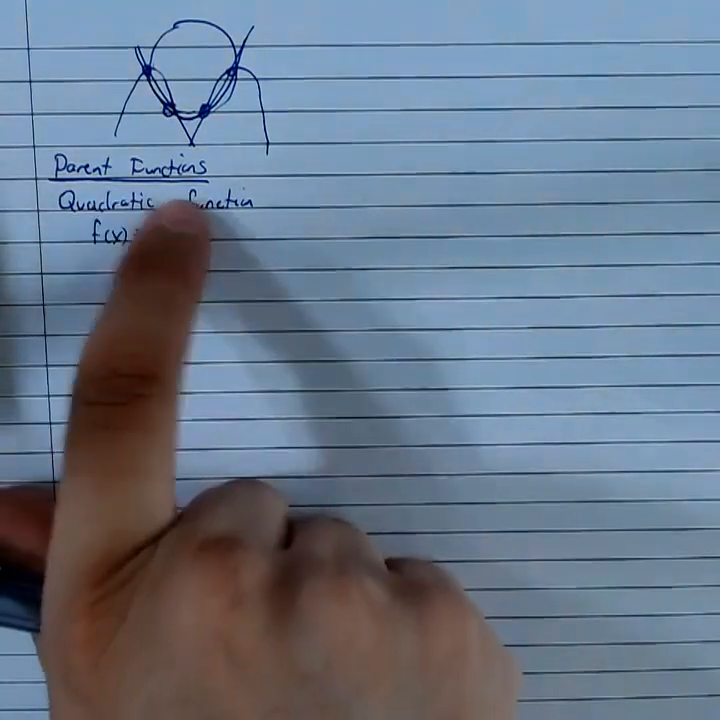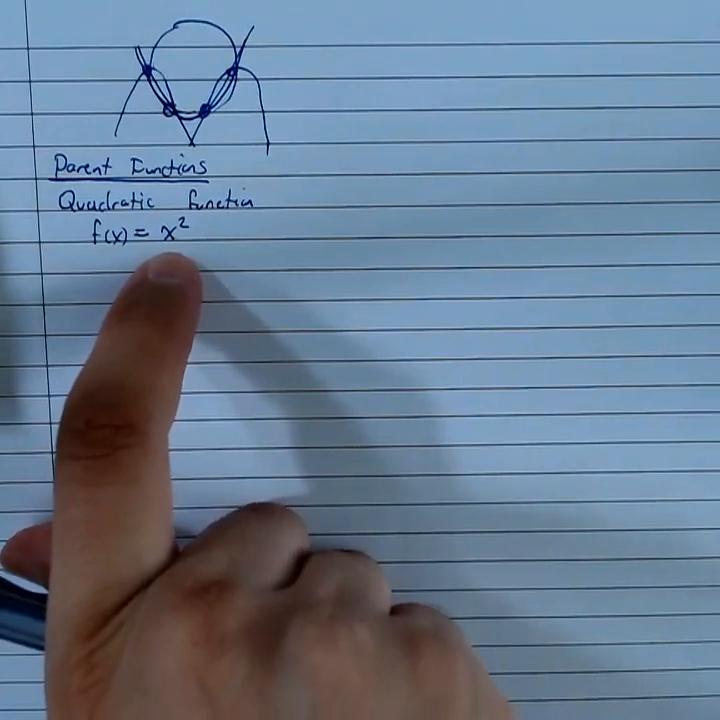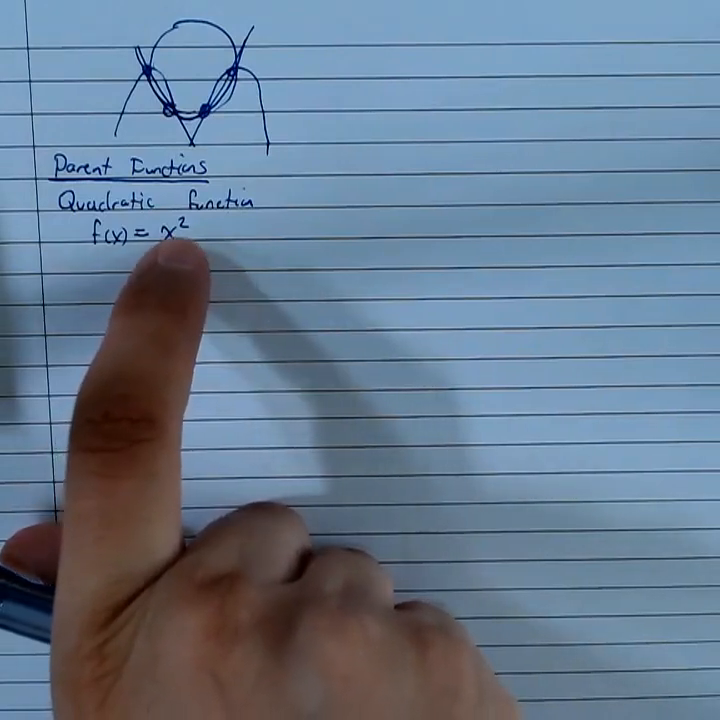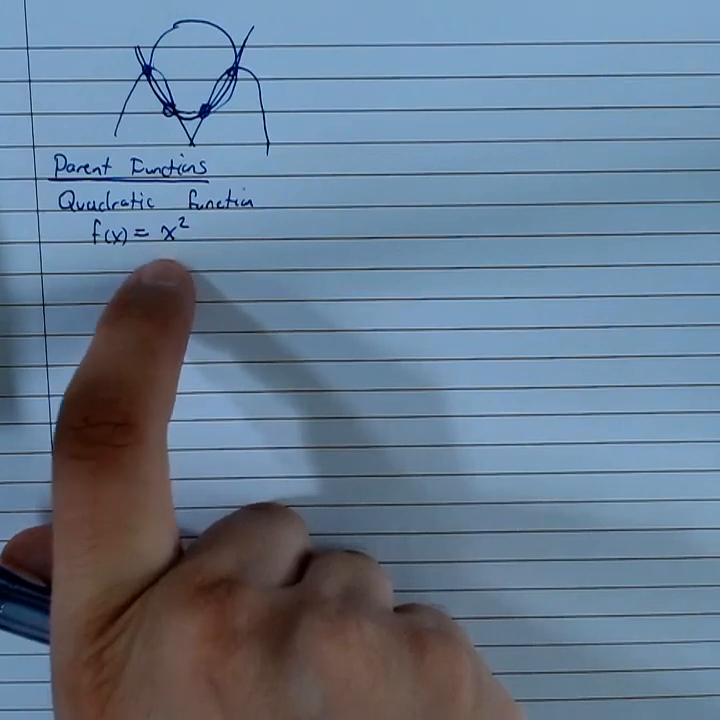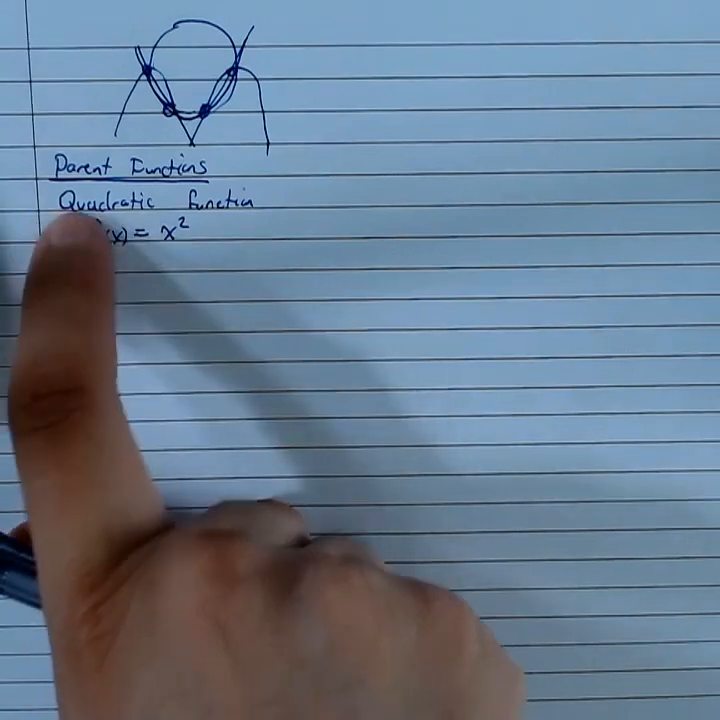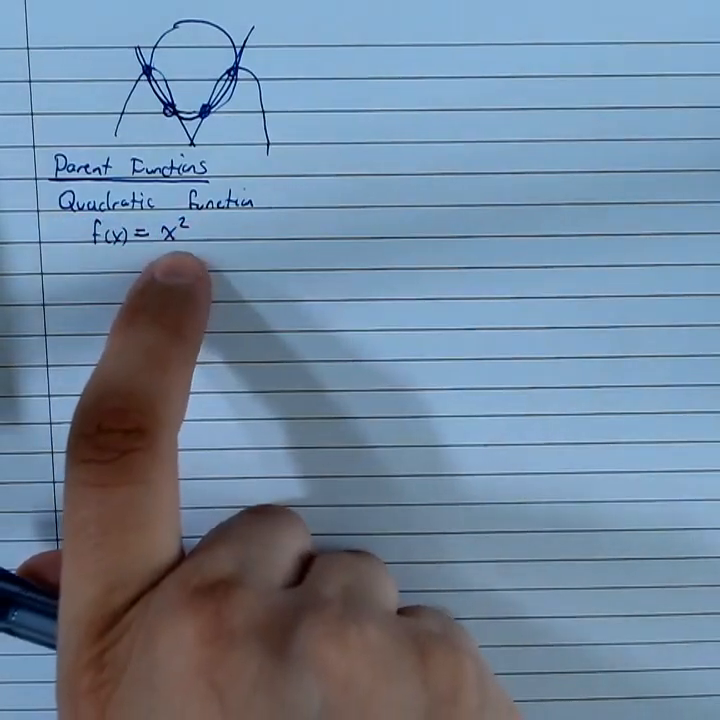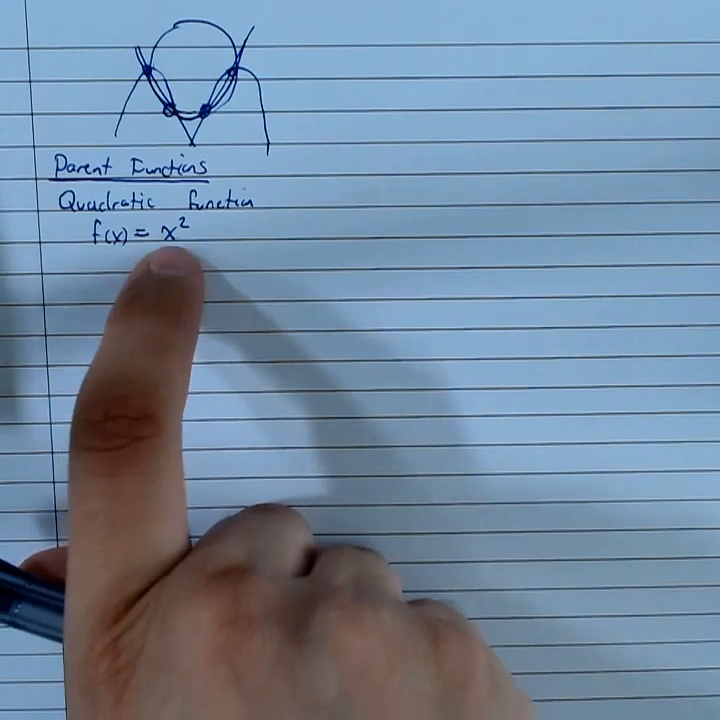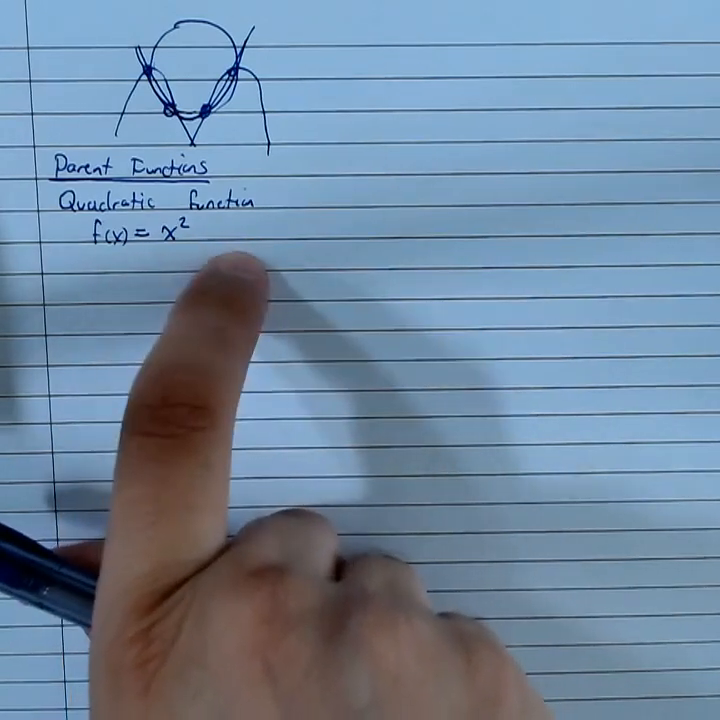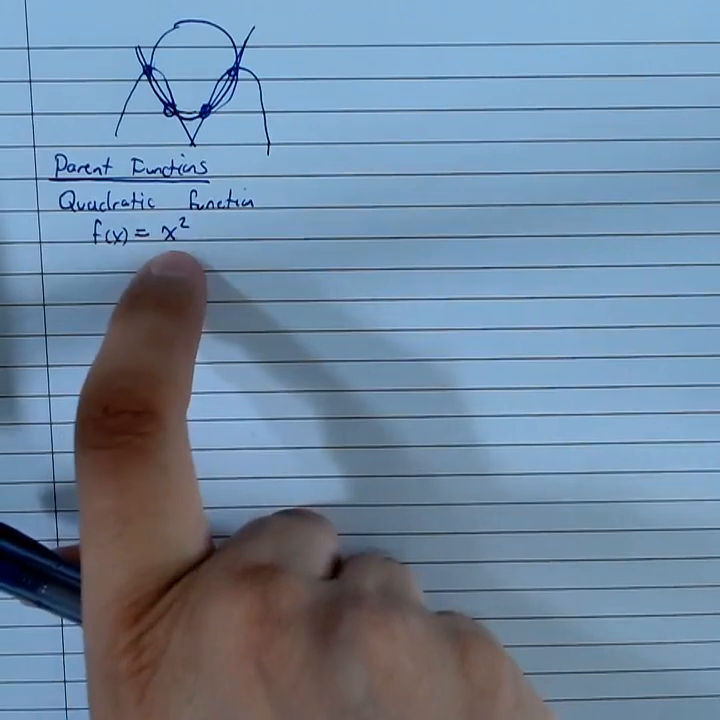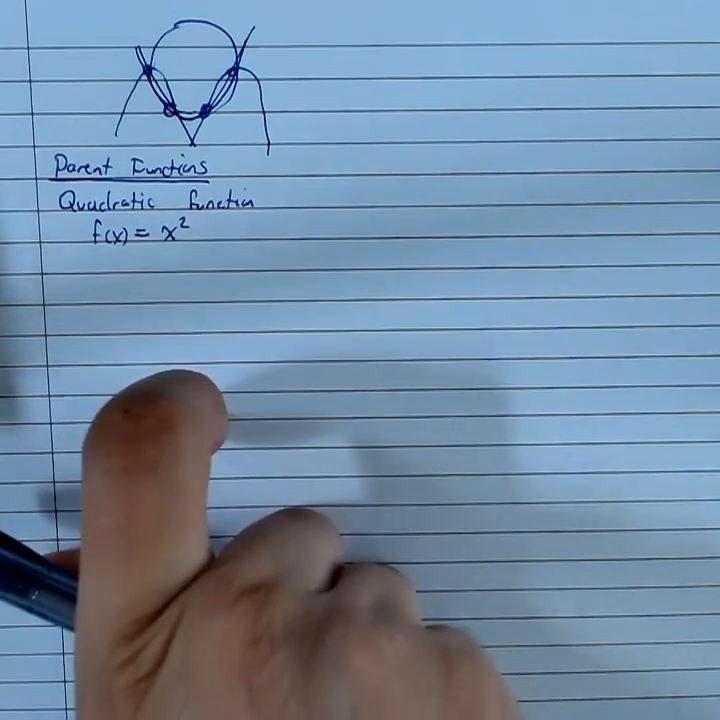Whenever we see a parent function, what we want is the most basic function. We want the one without any extra stuff. We want the simplest function that still fits the category. As such, we won't have any pluses or minuses. This won't be plus anything or minus anything. It'll be the simplest function of that category.